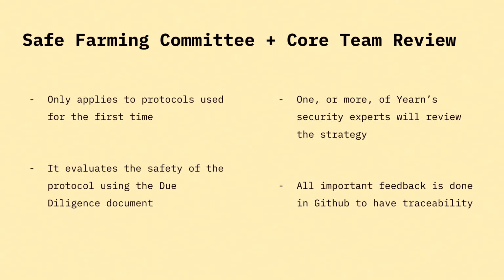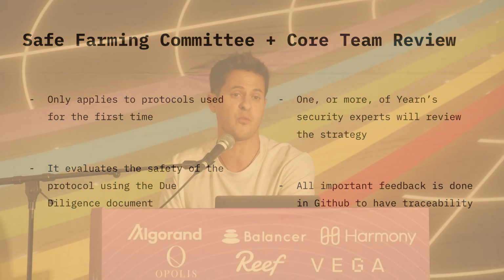Part of the procedure, and I'm going to go fast over this, is the Safe Farming Committee. It's a committee of people that assess whether the strategy is ready to go to production or not. It's going to take into account the due diligence and also whether the reviews and everything have been done. And then the core team review, which is done by our security specialists. They do an in-depth review of the strategy, or, to make the process faster, if we already reviewed the protocol in the past and it's a fork, we check the differences. We do a diff check.